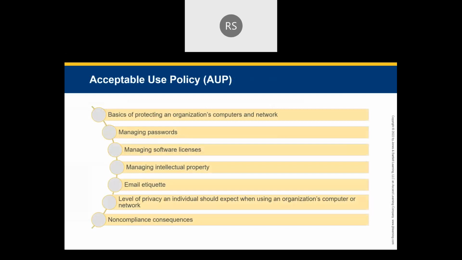Now, an acceptable use policy is a component of the user domain policies. It's very important. It outlines the guidelines and rules for appropriate use of an organization's computers and network resources. Some of the key elements of an AUP include the basics of protecting computers and networks. It educates users on the importance of protecting the computers and network resources from unauthorized access, malware, and other security risks. Some of the items that may be included are guidelines for keeping software and operating systems up to date, using antivirus software, and practicing safe browsing habits.